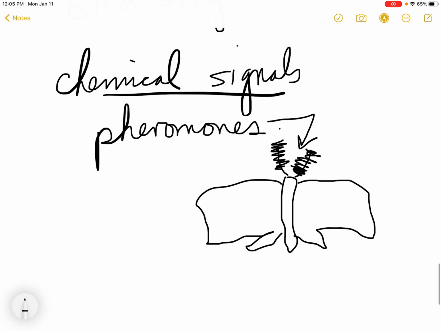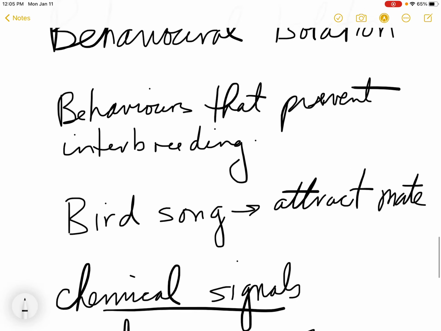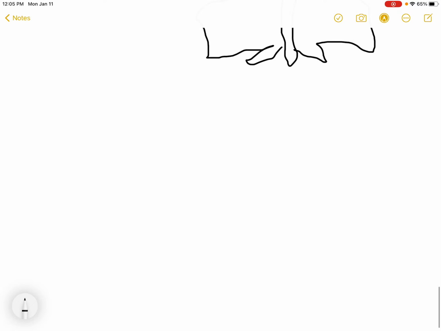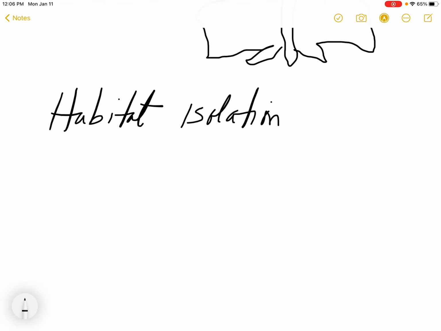So we were talking about behavioral isolation. Okay, so that's one thing. The next thing would be what we call habitat isolation. Remember, these are all ways that gene flow is prevented. In other words, it's ways that species are kept intact and ways that isolation between two species is preserved. Okay? So habitat isolation means, obviously, where you live.